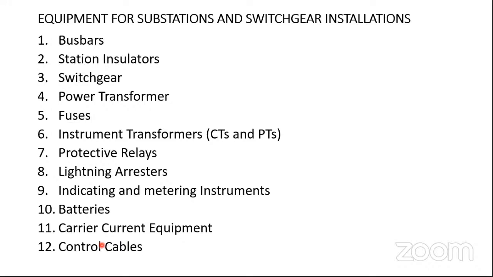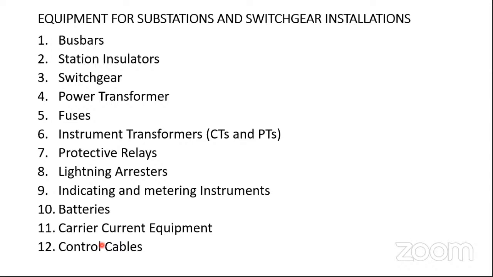Now, there is a sequence of operations for opening and closing the circuit. While opening: open circuit breaker, open isolator, and then close earth switch. While closing: open earth switch, close isolator, and then close circuit breaker. Right. So the next component we come across in a substation is the power transformer.